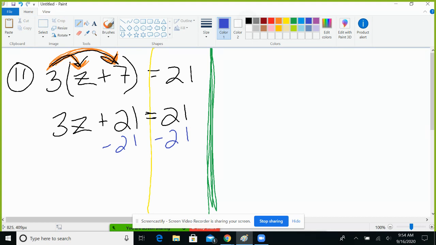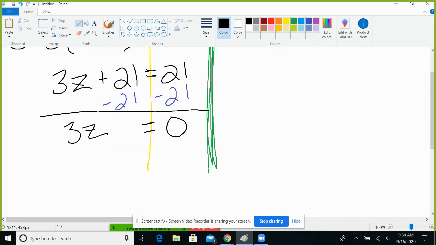Nice. Subtract the 21 from both sides, and what we get is 3z. Nice. So yeah, you divide it by 3, like you said, which gives us z equals 0. Perfect. You're absolutely right. Now, let's check.